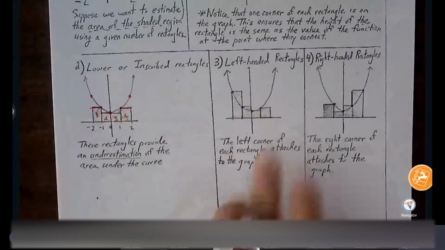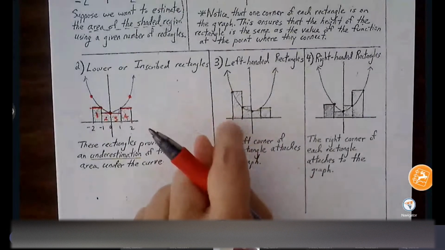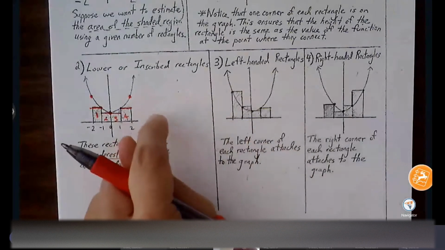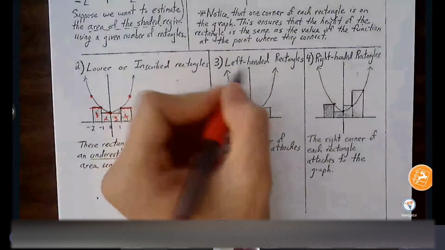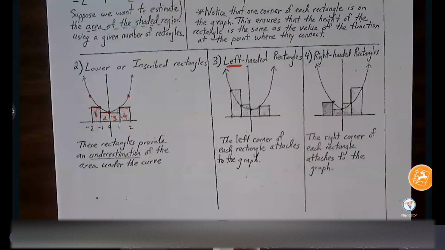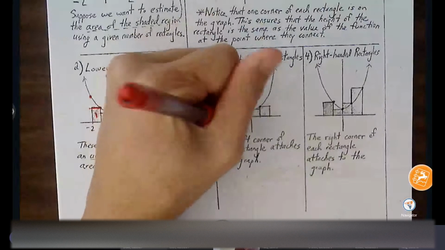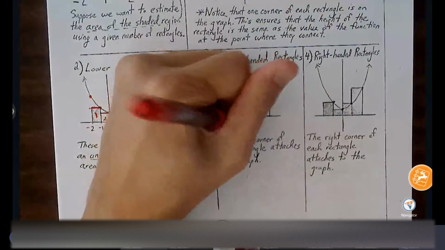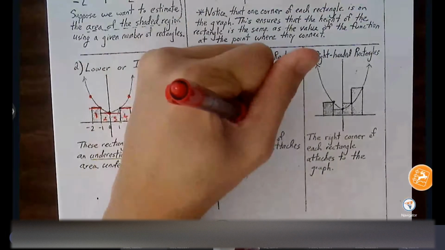Okay, we can also create rectangles where we're not so concerned about whether it's an over approximation or under approximation. We just want a consistent left endpoint to connect to the graph. We're always going to connect the upper left corner to the curve. So again, same graph, same interval.